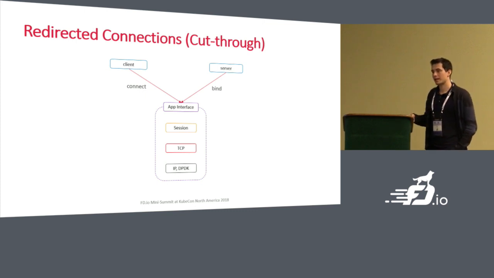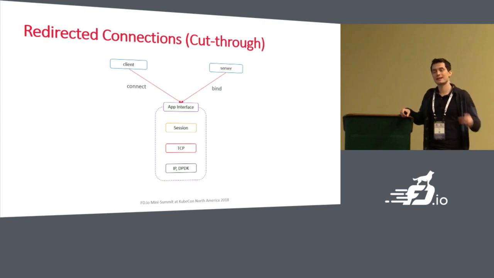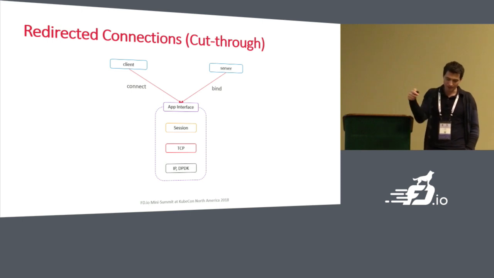So that was case one. Case two, how do we do redirected connections? That is, what happens if the client and the server are attached to the same VPP instance? And what's different now is after the bind, when we get a connect, the application interface sublayer figures out that the server is local. So it doesn't need to ask the session layer and the transport layer to facilitate the communication. Instead, it just redirects that connect to the server.